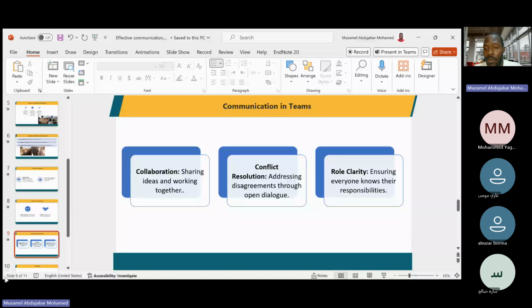Also, the role clarity ensures that everyone knows their responsibility in the team. As a team leader, you have to tell everyone their specific role and responsibility. This responsibility can help them work well. In team communication, collaboration as a team is very important. Additionally, conflict resolution is important, and can be solved by open dialogue. Lastly, role clarity is important.